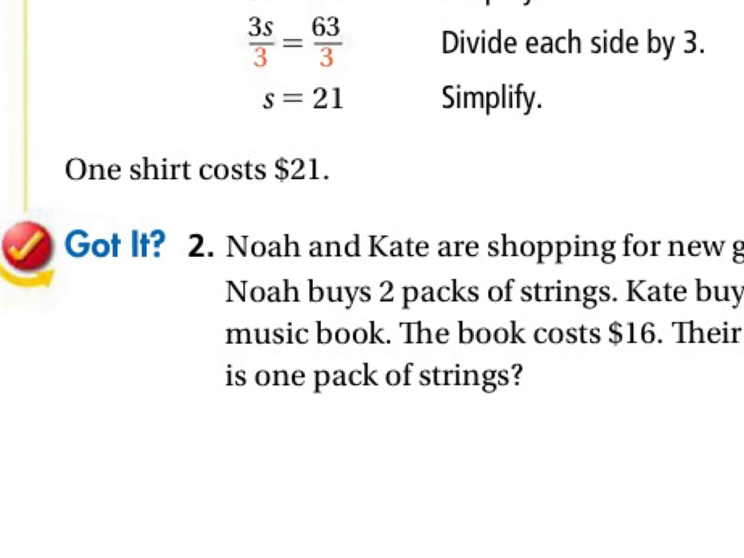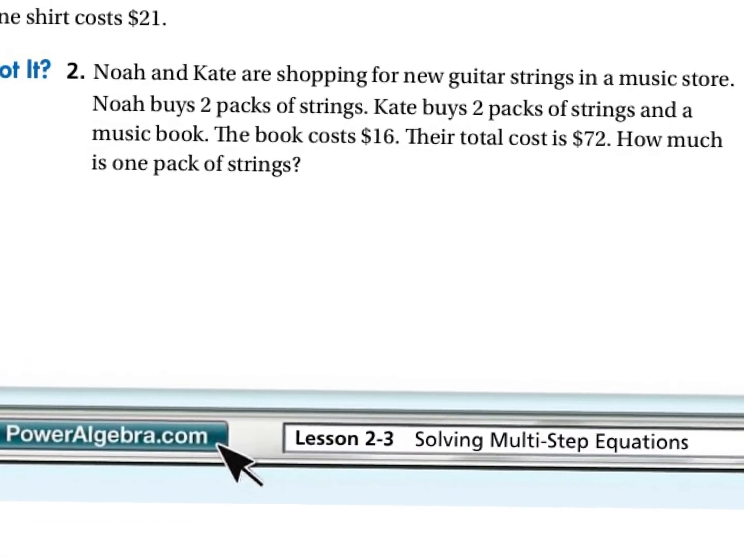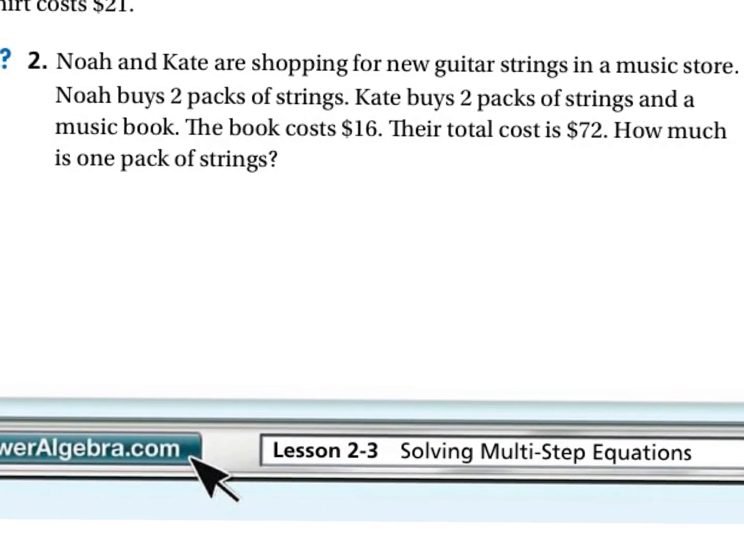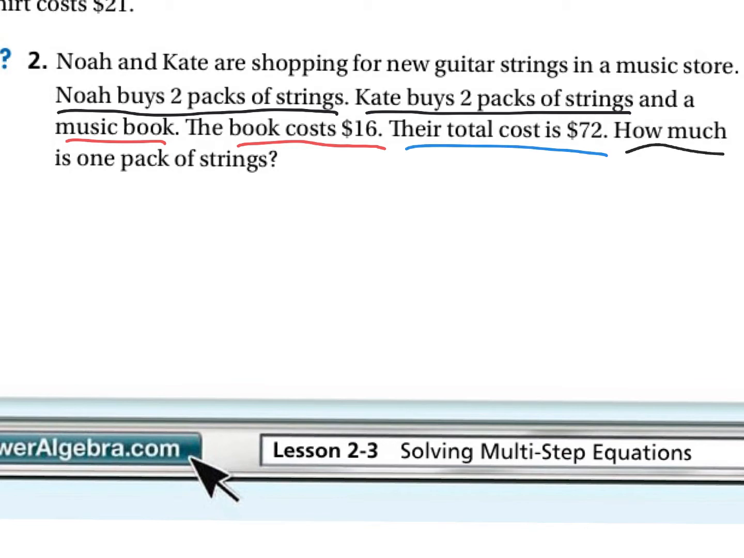So look at the Got It 2 at the bottom of the page. We got a similar story. Noah and Kate are shopping for new guitar strings. Noah buys 2 packs of strings. Kate buys 2 packs of strings and a music book. The book costs $16 and the total cost is $72. So how much is 1 pack of strings?